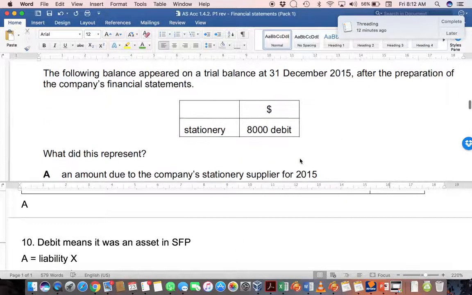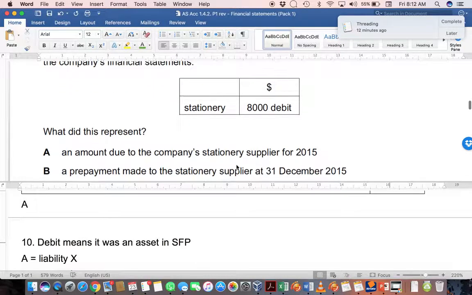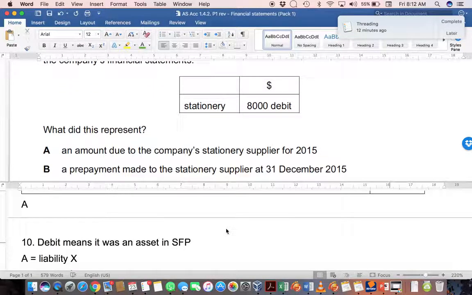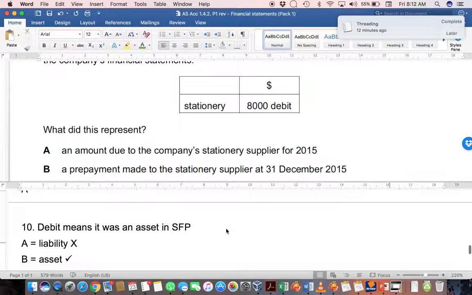That means, if we're looking for what does this represent, remember that A, an amount due to the company's stationery supplier for 2015, that would be a liability account, and we're not looking at a liability account, because remember, if it's on the debit side, it means it's an asset. It basically means that stationery was paid for in advance. So we don't like option A. B, a prepayment made to the stationery supplier at the end of the year. That would be an asset, and so yes, that is certainly a possibility.